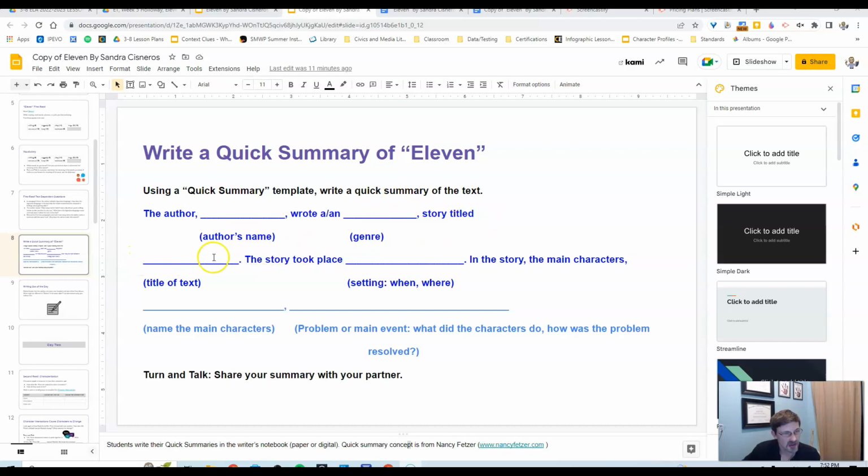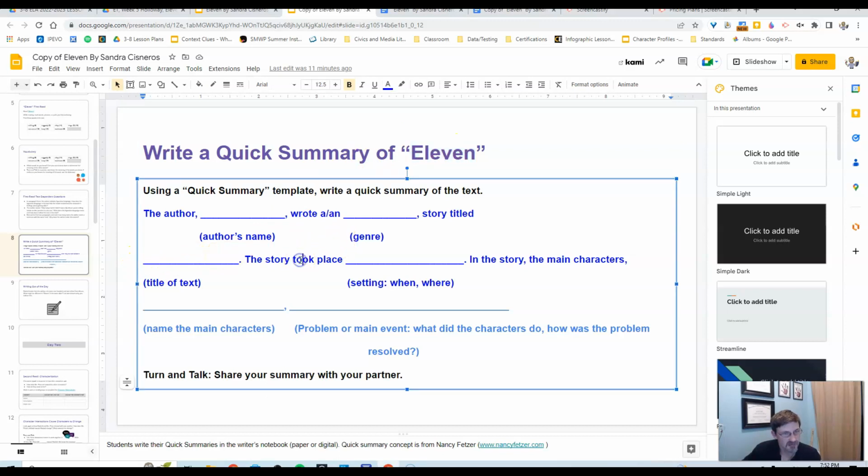Story title, we know that that's 11, right up here at the top. The story took place, so when and where do you think it took place? In the story, the main characters, so who were the main characters? And then what was the problem that they were trying to solve, and how was the problem resolved? Was it resolved? It may not have been.